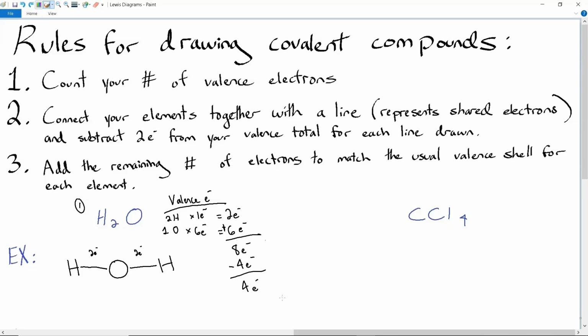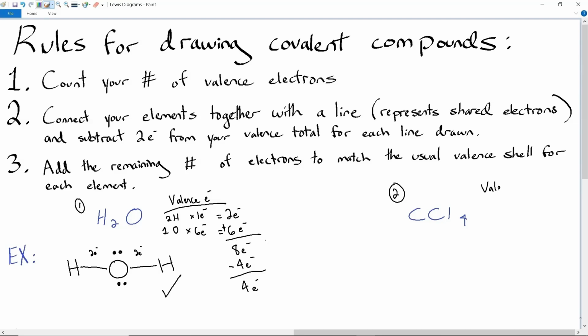What about oxygen itself? Oxygen started with 6 electrons, and it has 2 lines attached to it. So 2 of its original electrons are being represented by the lines, but we would still need to show 4 more electrons on oxygen. So let's do that. And now we've made sure that rule number 3 is being followed. So that looks good. Moving on to our second example, we have carbon tetrachloride.